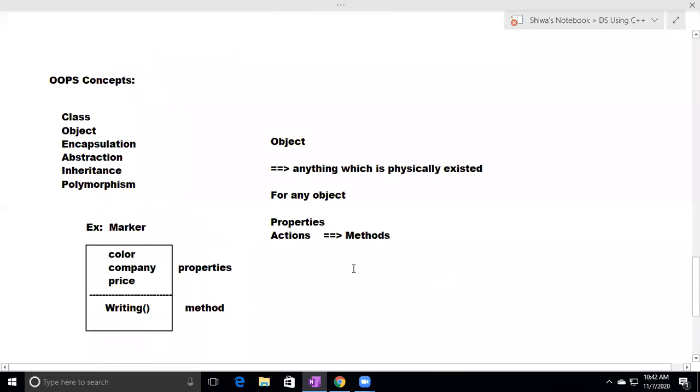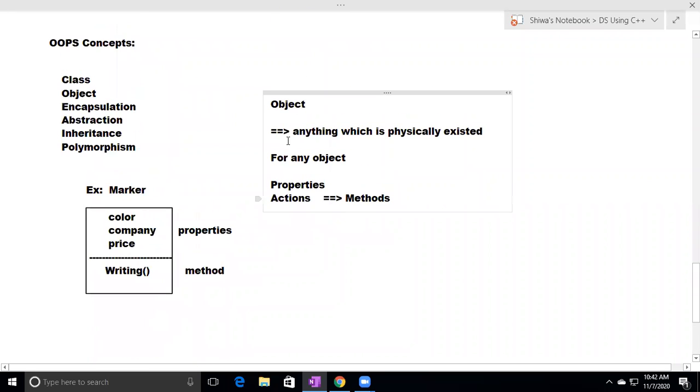Now see what the OOPS concepts are. This is the general terminology. Remember this one: object means anything which is physically existed. Anything which is physically existed is called object. For any object, some properties will be there, as well as that can be used to perform particular actions.